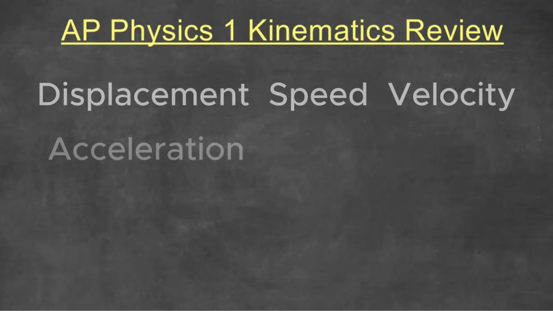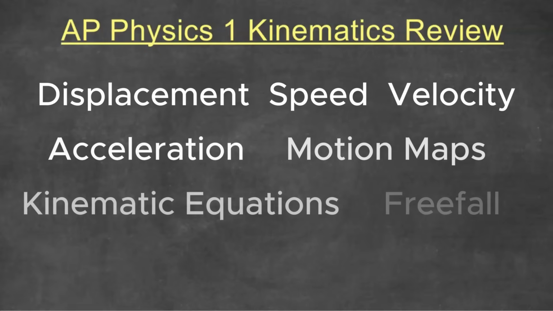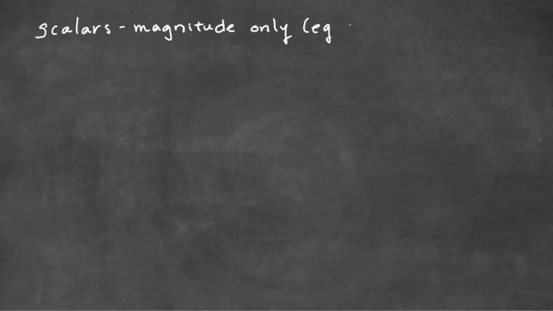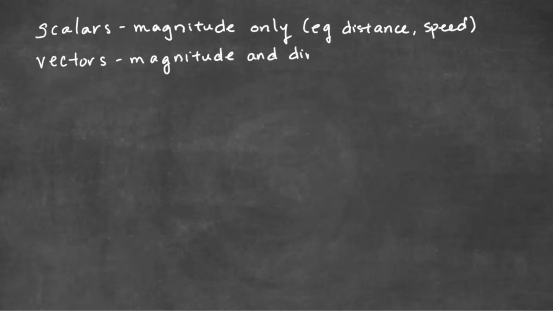In this video, we're going to be reviewing kinematics for AP Physics 1. We're going to start with scalars and vectors. Scalars are quantities that have magnitude only. Examples of these are distance and speed. Vectors are quantities that have magnitude and direction. Examples of these are displacement and velocity.